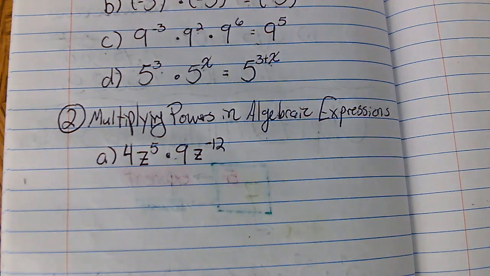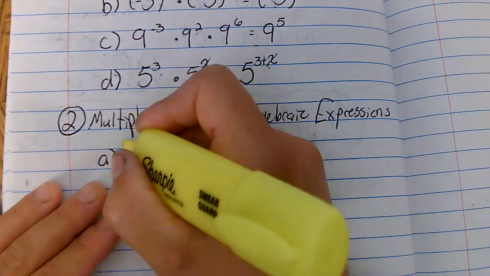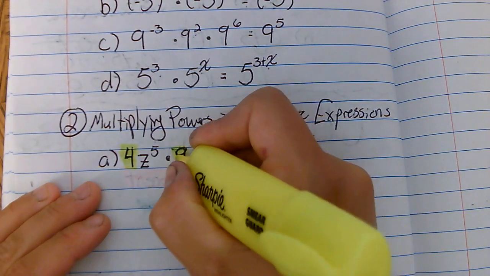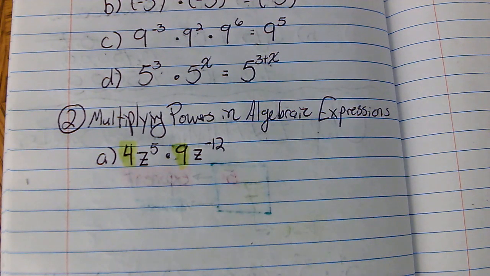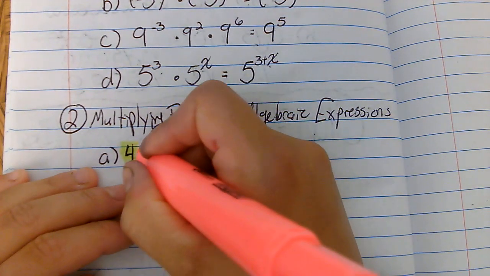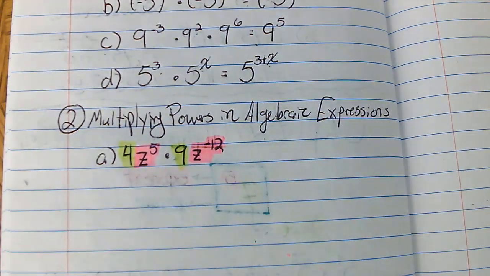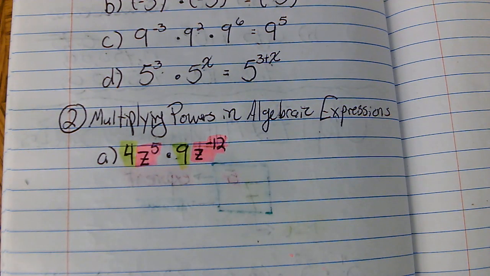So, I got 2 here. Now, I'm going to highlight what I'm going to be multiplying together. So, whenever we have variables and whenever we have constants, we always put like terms together. So, I'm going to highlight what's going to get multiplied together. So my 4 and my 9 are going to be multiplied by each other. And my z to the 5th and z to the negative 12 are going to be multiplied by each other.